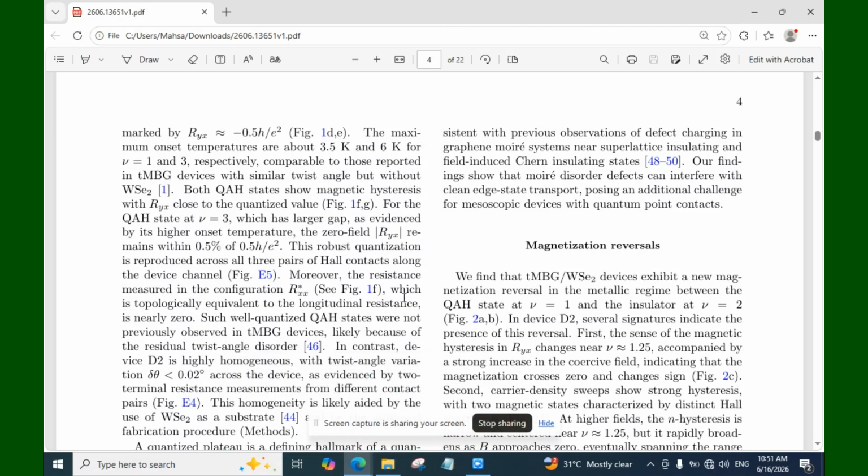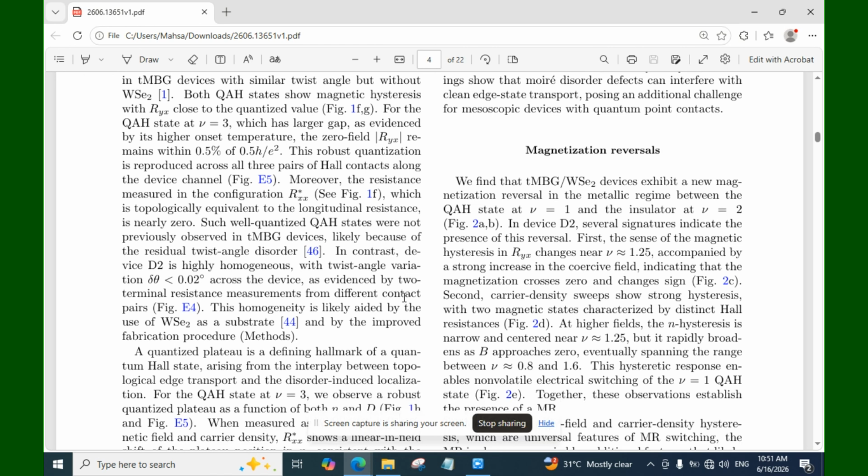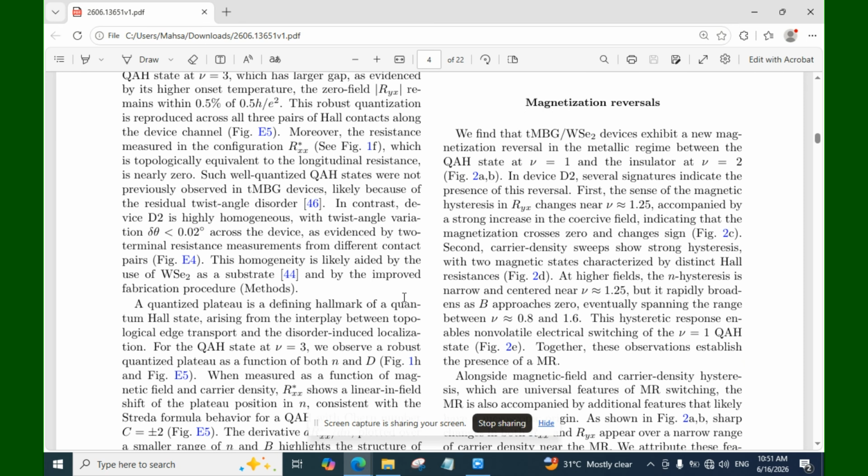Now I want to go through the magnetization reversal. We find that the TMBG pair WC2 devices exhibit a new magnetization reversal in the metallic regime between the quantized anomalous Hall state at nu equal to 1 and the insulator at nu equal to 2. In device T2, D2, several signatures indicate the presence of this reversal. First, the sign of the magnetic history in Ryx changes near nu approximately equal to 1.25, accompanied by a strong increase in the coercive field, indicating that the magnetization crosses zero and changes sign.